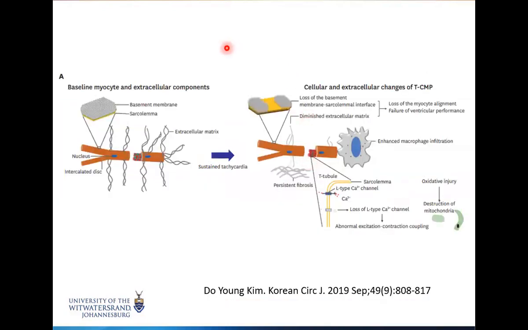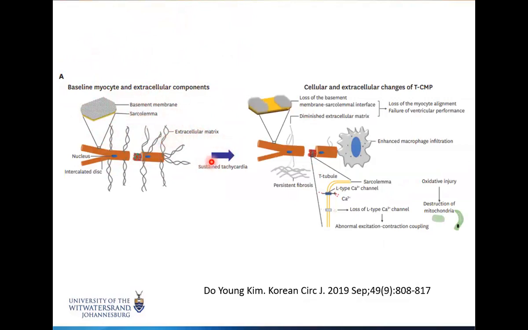And just to illustrate this at a cellular level, in this picture on your left, we start off with the normal myocyte and the extracellular components. If you look at this, the basement membrane and the sarcolemma, this is what you would expect of a normal myocyte, with a good amount of extracellular matrix.